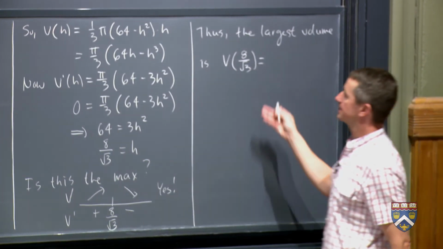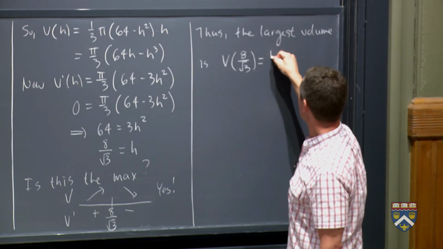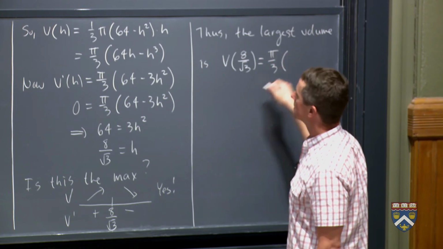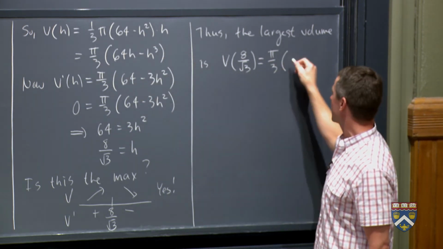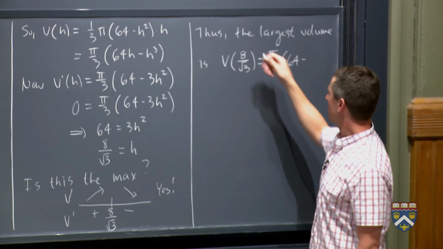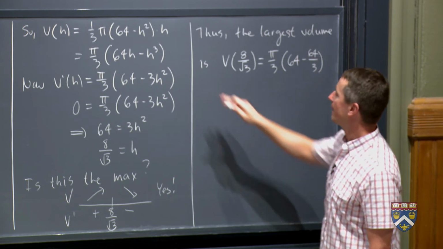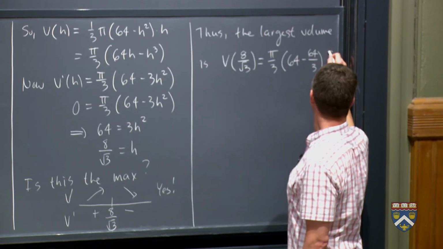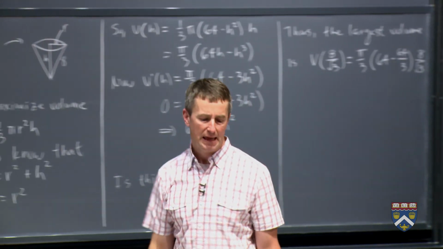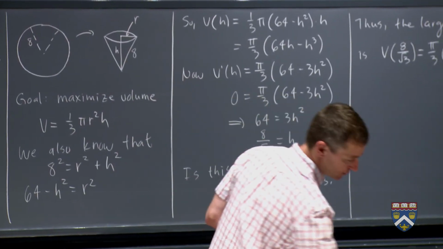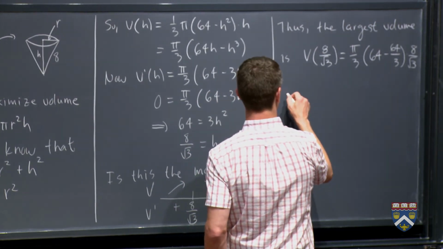So I want to plug this in, and I think it might be easier if we plug it into this top one here. So pi over 3 times 64 minus h squared, times h. But if I square this, I square the 8, I get 64, and I square the bottom, I just get 3, and then times an h at the end, times 8 over the square root of 3. And again, you don't need to simplify, but I think this one does end up looking reasonably nice. So let's see what happens here.